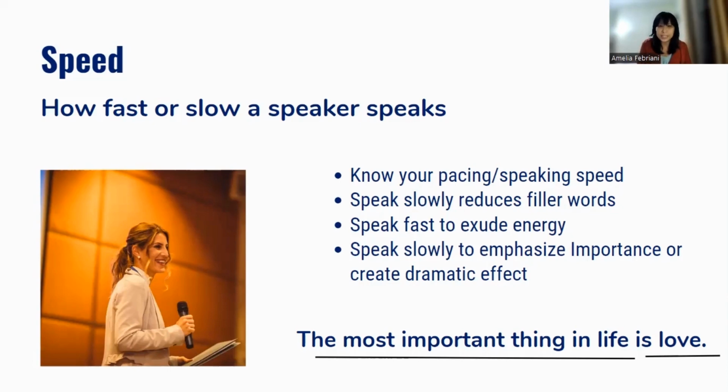Of course, in conversation or in a speech, you need to combine both to create dynamic communication. So I put one sentence there: the most important thing in life is love. If you want to combine fast and slow, then usually when you read this sentence, you will know that the keyword is the word love itself. Love is the keyword. So you read the keyword slowly, but the rest you can read quite fast. So this is how you read it.